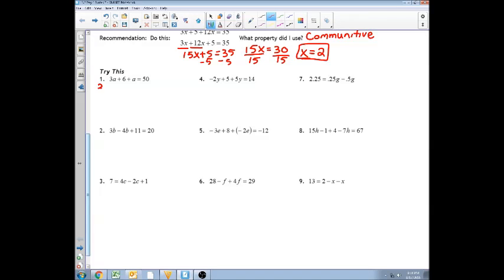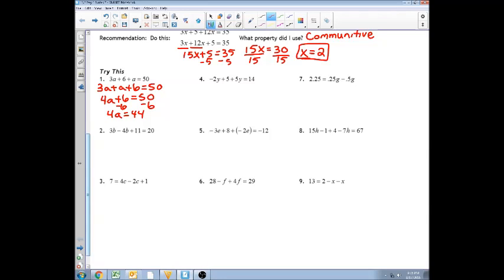I want to put the a's together. So I have 3a plus 6 equals 50. What is 3a plus a? Well, it would be 4a plus 6 would equal 50. I need to get the a by itself. First step would be to subtract 6. That would leave me with 4a is equal to 44.